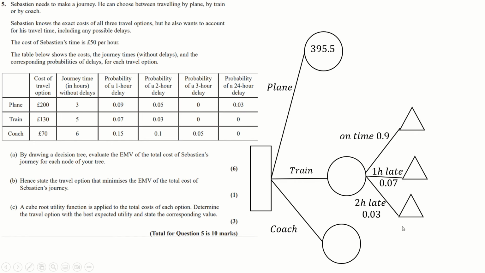I'm going to say these are my triangles here. For on time is 1 minus this, which is 0.9. You do need to write the probabilities in here, by the way. You do need to write them in. Anyway, and now we can work out the amount.